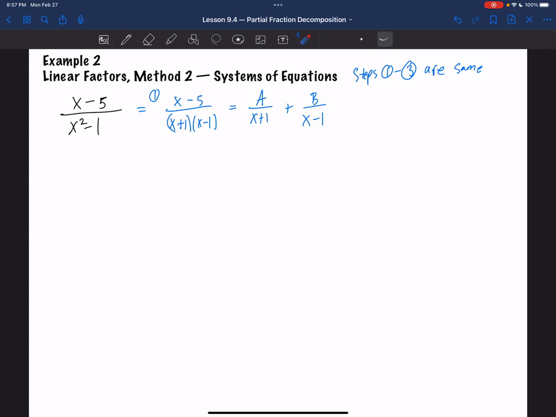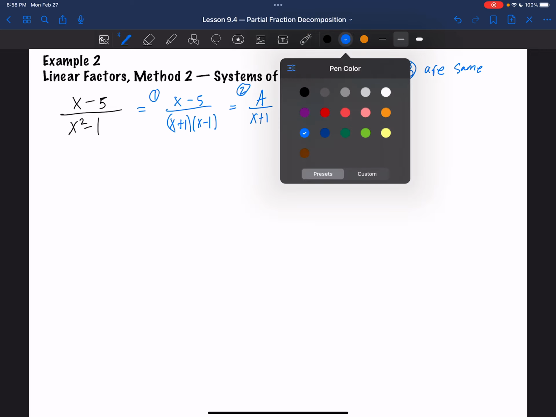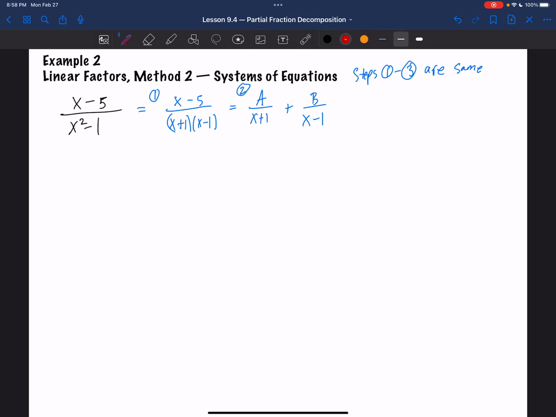Again, we have two linear factors here, x plus 1 and x minus 1. So one of the denominators needs to be x plus 1, one of the denominators needs to be x minus 1. We just need to figure out what constants are on top. Now, step 3 is to multiply by the LCD. So the LCD is x plus 1, x minus 1. So we're going to multiply this entire equation times x plus 1, x minus 1.